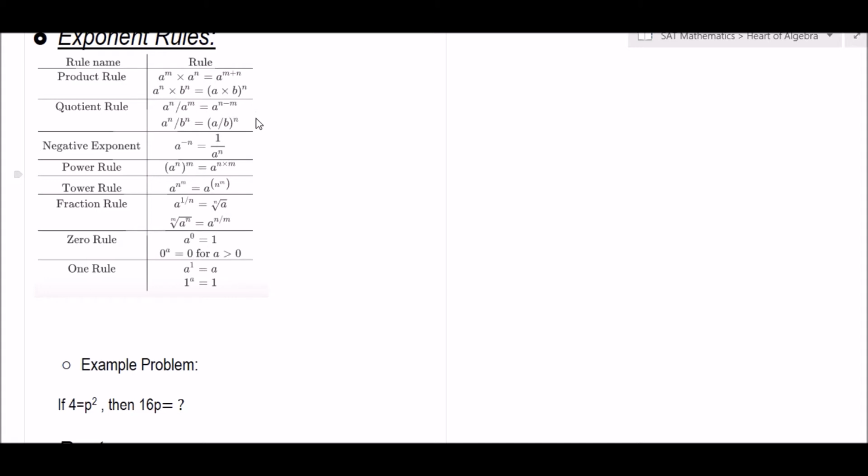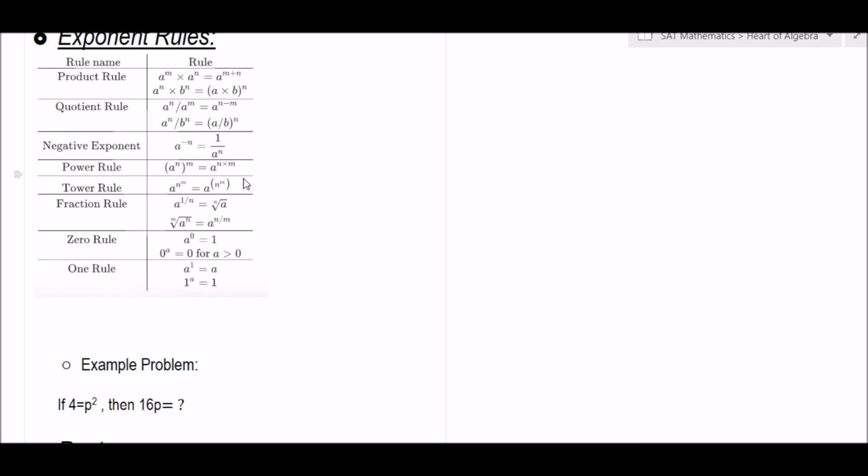And when the bases are different, but the exponent is the same, a to the power of n over b to the power of n, that's the same as saying a over b to the power of n. Negative exponent: a to the power of negative n is the same thing as saying 1 over a to the power of n. Power rule: a to the power of n times m is the same thing as saying a to the power of n times m. So when you see a question that has this, always know that you can multiply n times m.